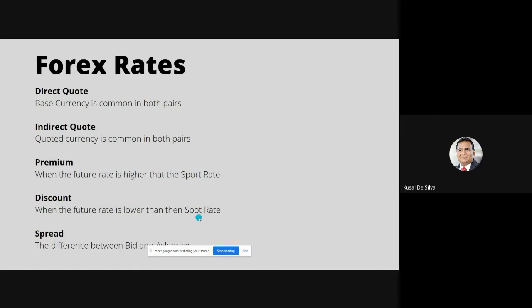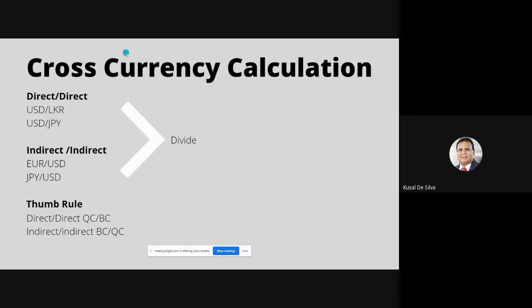Spread is the difference between the bid and the ask. That is the profit of any exchange, buying and selling. That is called the spread. Then I have given you the basis of how to calculate. This is a direct quote, USD LKR, USD JPY. Then how to calculate LKR JPY if you are given a direct quote.